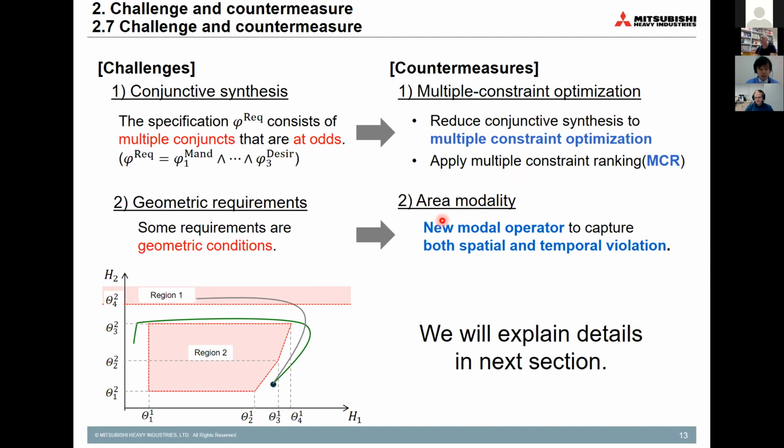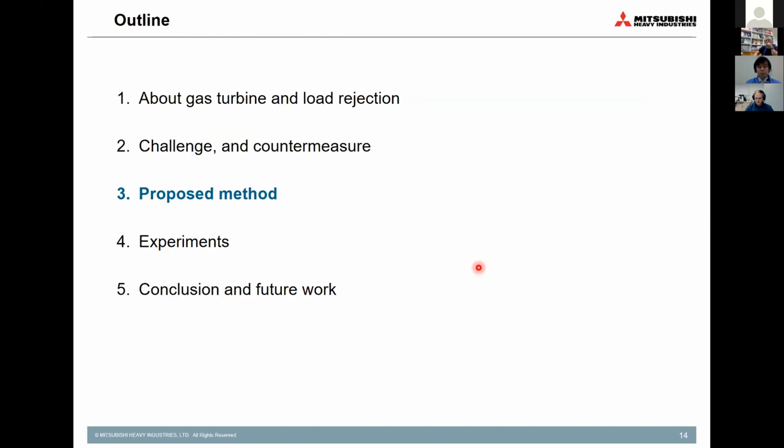The second one is that some requirements are given in geometric conditions. For example, outputs H1 and H2 should not reach region 1 and region 2. Here, we want to reflect two types of violation, spatial and temporal, in robustness. To do this, we extended signal temporal logic, introducing a new modal operator, the area modality. In the next section, we'll explain the countermeasures in more detail.